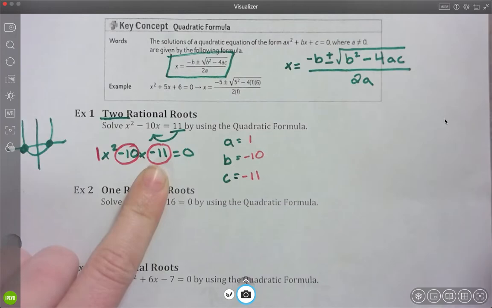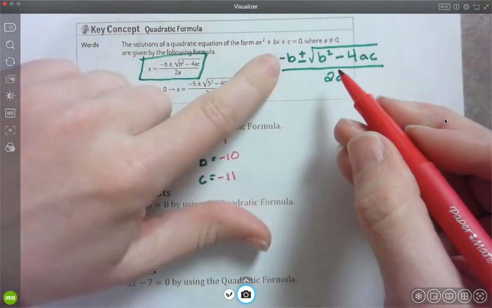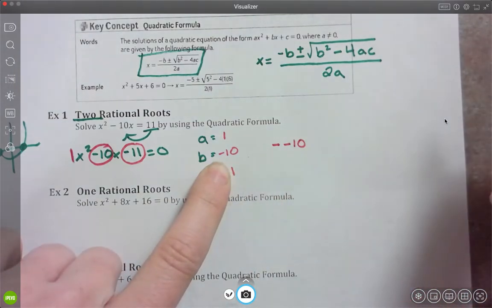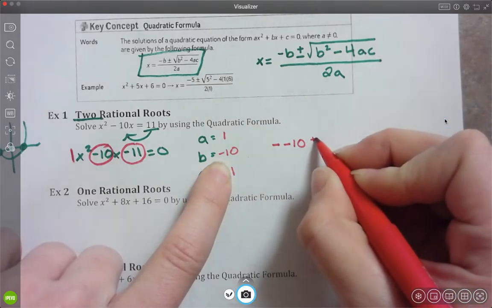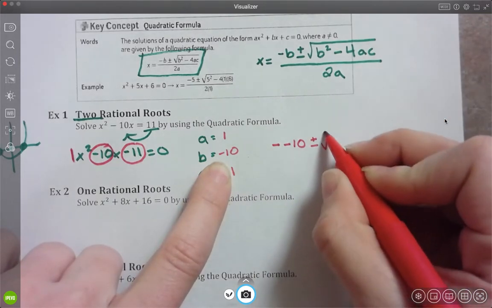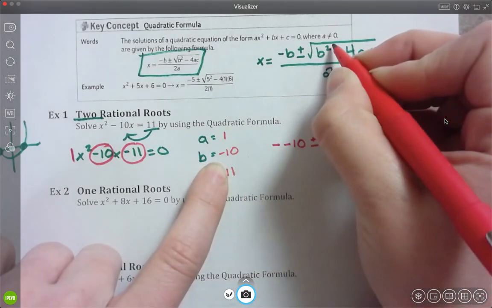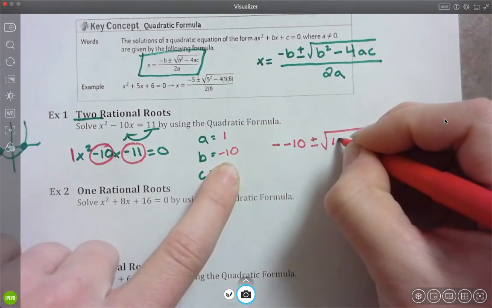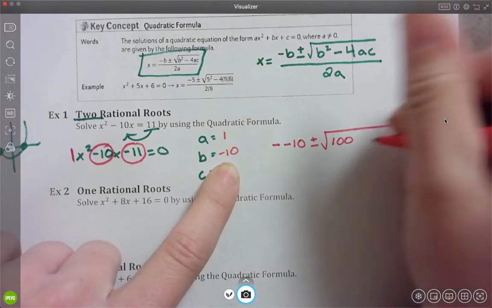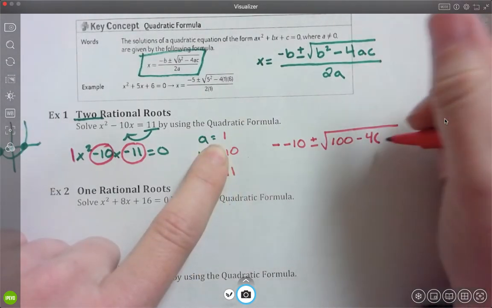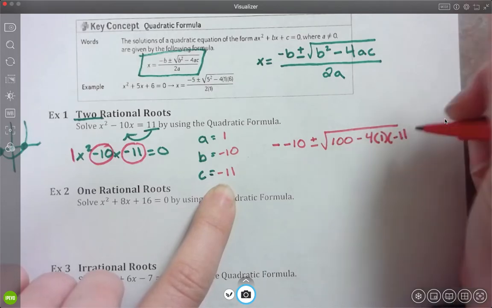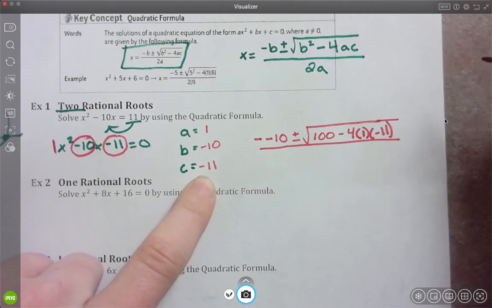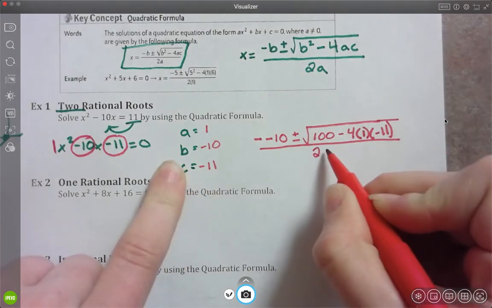So A is 1, B is negative 10, C is negative 11. All right? Now I just enter that into my formula here. Negative B. So I have negative, and B is negative 10. Negative, negative 10. Which will turn that to a positive, but we'll just hold on for just a second. Okay? So negative, negative 10 plus and minus the square root of B squared. If I take B and I square it, negative 10 squared will be positive 100. I'm going to go ahead and write 100 in there. Minus 4 times A is 1 and C is negative 11. It is so important that you write all your work out because otherwise you're going to be super, super wrong. Okay? All right, and then all over 2 times 1.